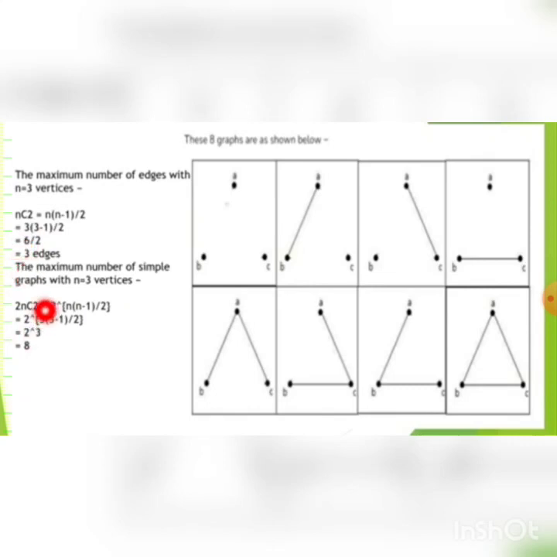Now the maximum number of simple graphs with n equals 3 vertices, the formula is 2^nC2, which is equal to 2 to the power n(n-1)/2. Now putting n equals 3, we have 2 to the power 3(3-1)/2, which is equal to 2 to the power 3, which is equal to 8.